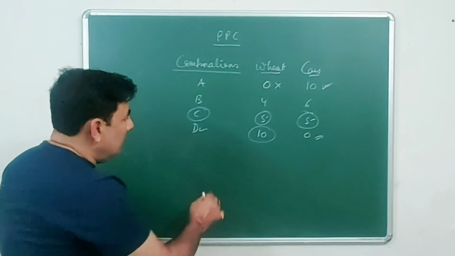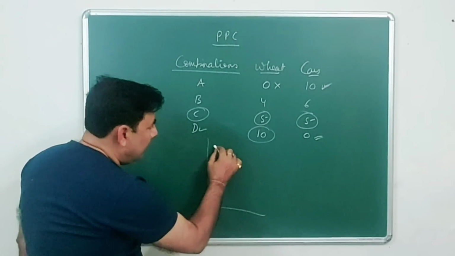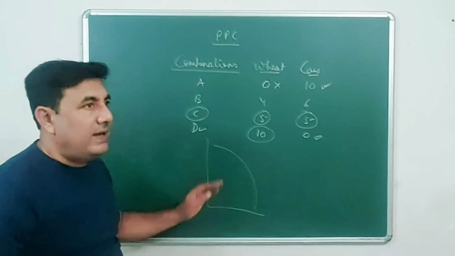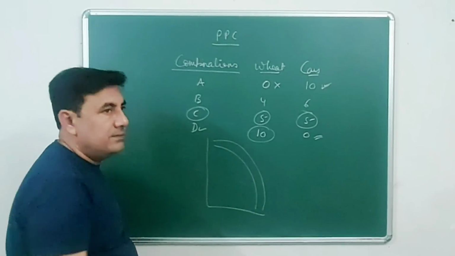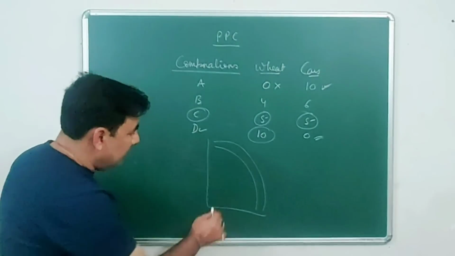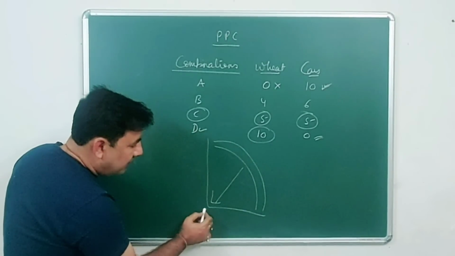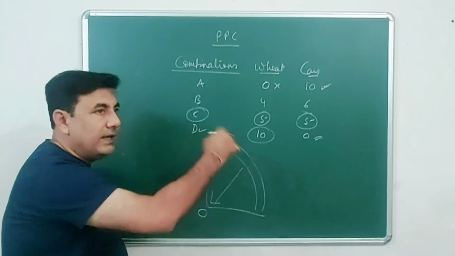We can also plot this on graph paper, and it is always concave to the origin. I mean it will be like this, concave. So this is the PPC curve. It is always concave to the origin. This is the origin. It is always like this.